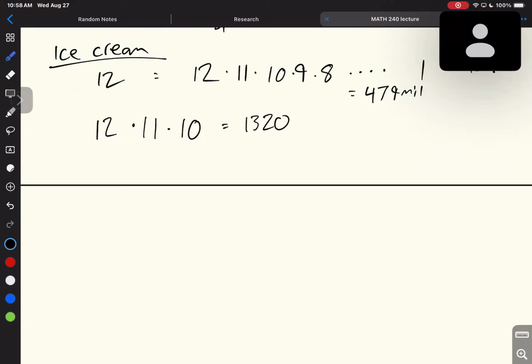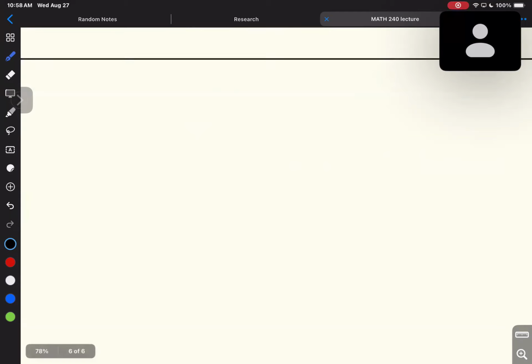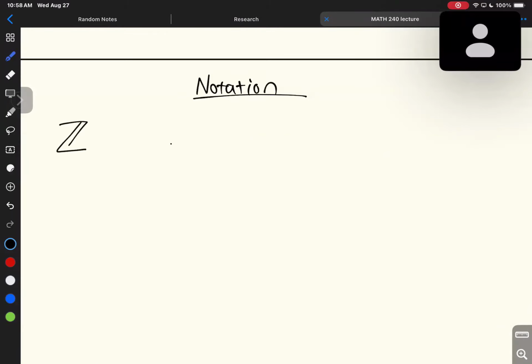So let me go to the spot. We have to define a few things. We're going to start with a set that we draw with this fancy Blackboard Z. It has the doubled parts of the crossbar. And this set we call the integers.